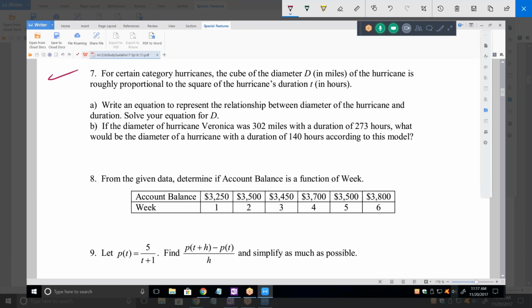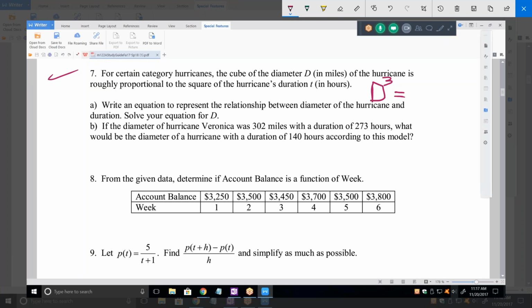Notice the wording. For certain category hurricanes, the cube of the diameter of the hurricane is roughly proportional to the square of the hurricane's duration. So how can I write that? Let's go left to right. The cube of the diameter. That's how you write that: D cubed. Is proportional. So times T squared. I need a K. Always got to have a K.